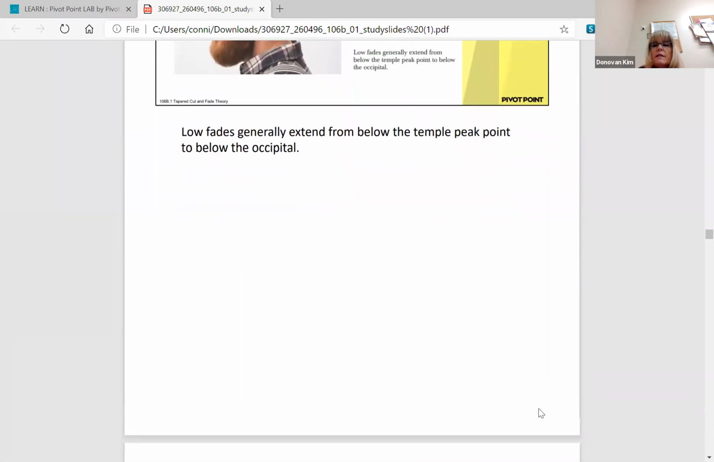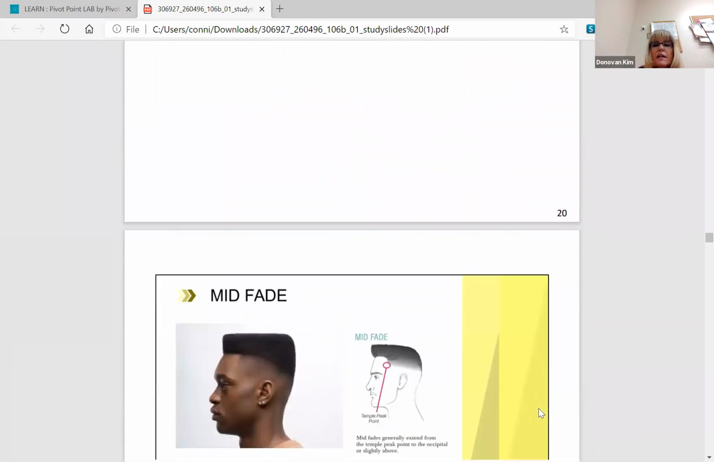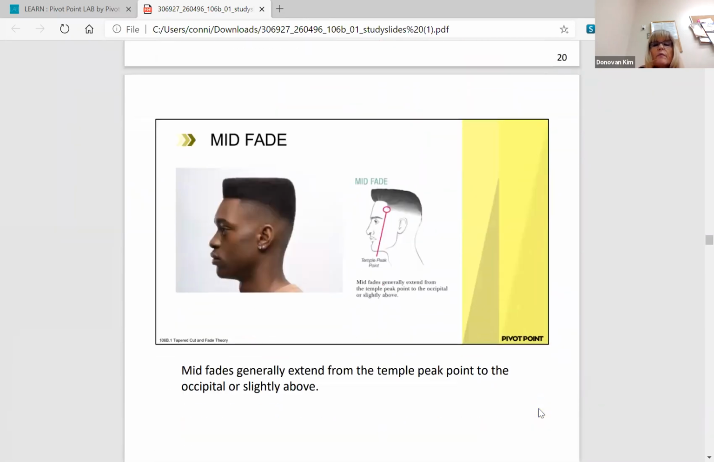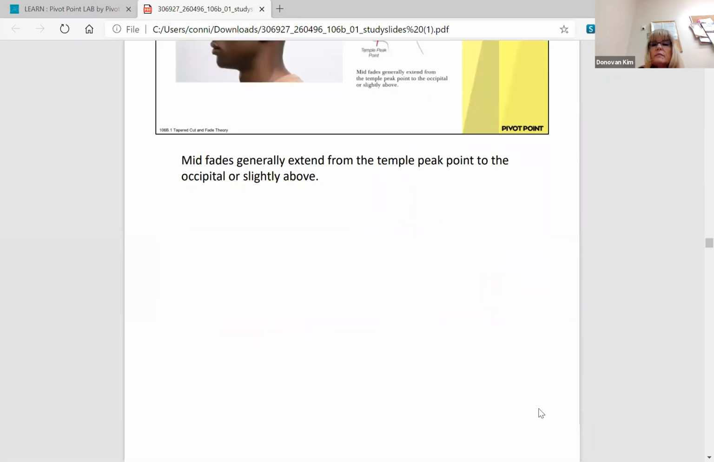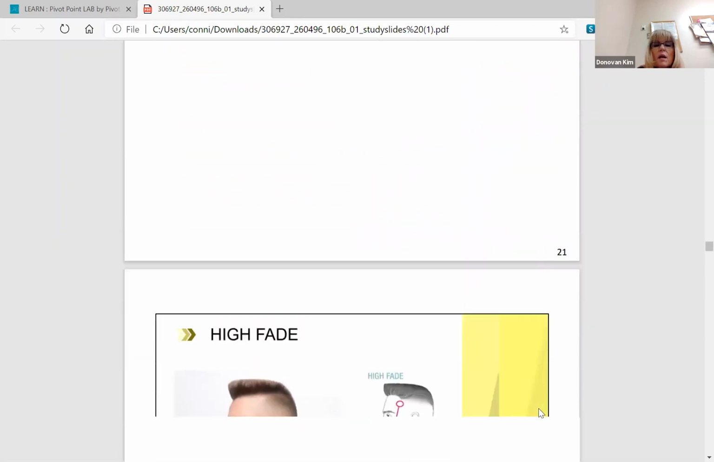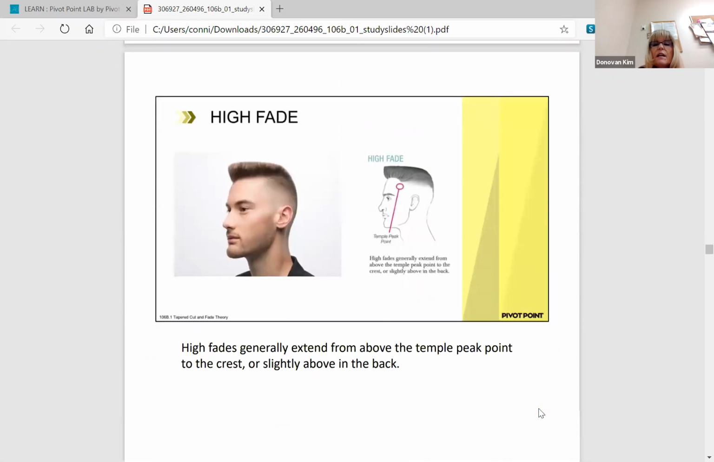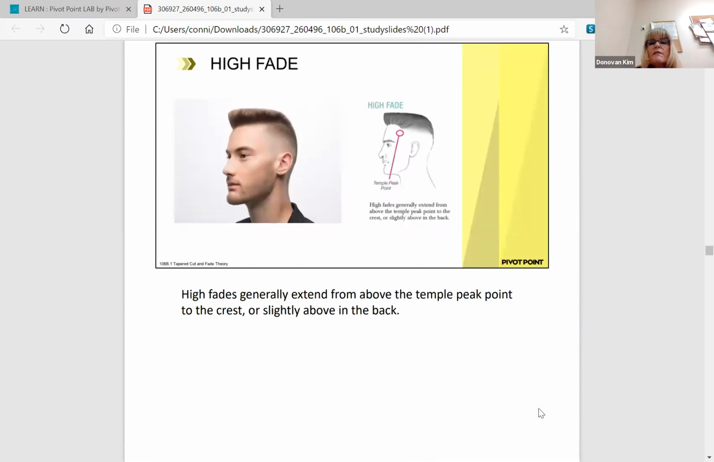When they're saying that someone wants a mid fade, that's generally from the temple peak point to the occipital or slightly above. Okay. And when we get to a high fade, it's generally extended from the temple peak point to the crest or slightly above in the back.